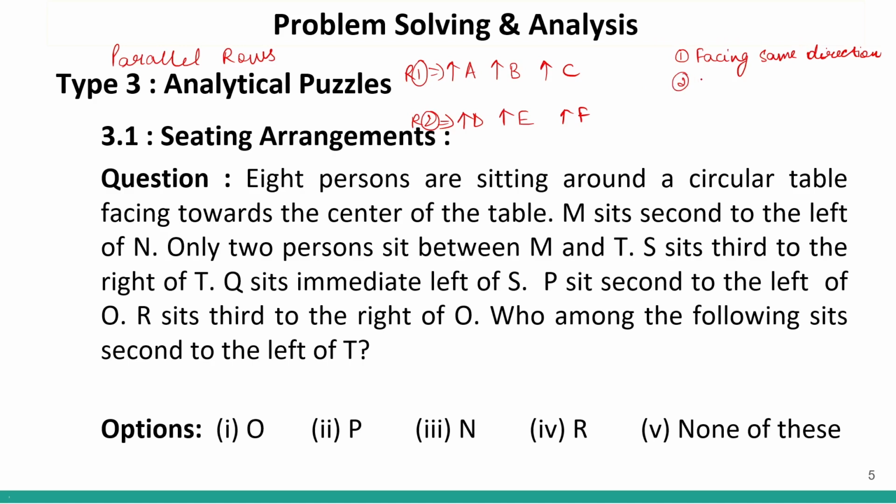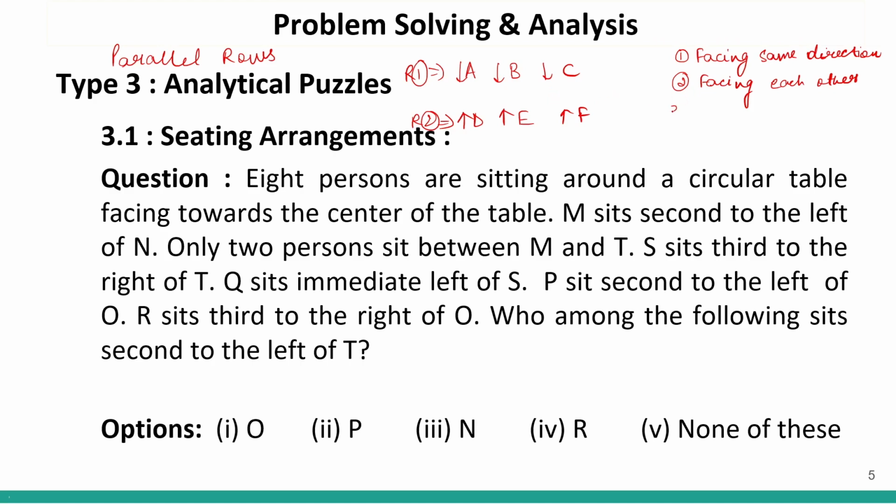Second possibility is they are facing each other. So let's say if D, E, F are facing towards the north, then A, B, C will face towards the south. Correct? So they are facing each other. This is your second possibility.